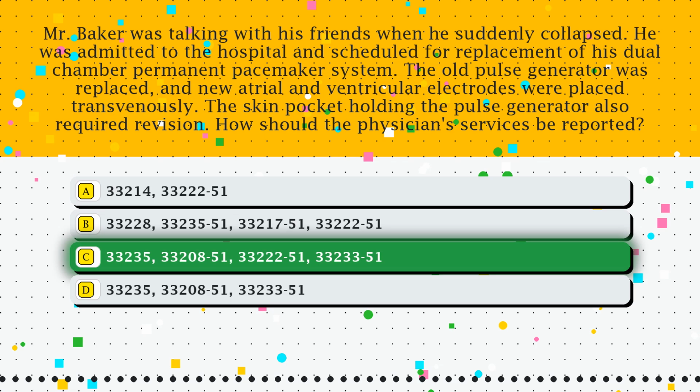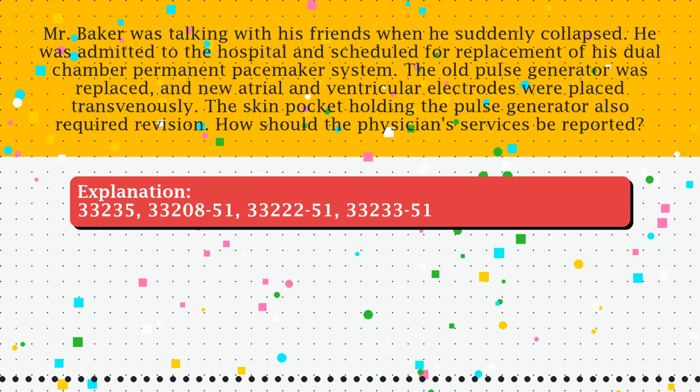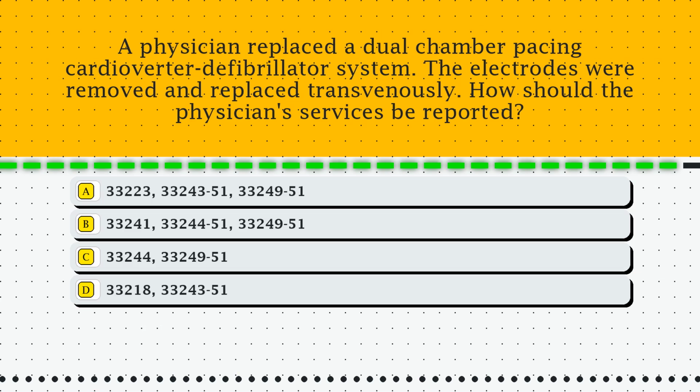The correct answer is option C, 33235, 33208-51, 33222-51, 33233-51. Question 62. A physician replaced a dual-chamber pacing cardioverter defibrillator system.